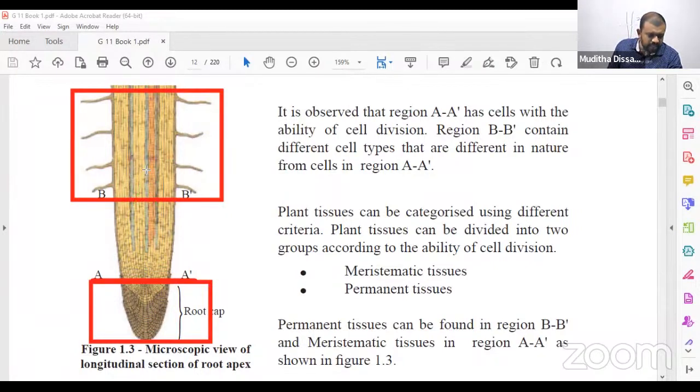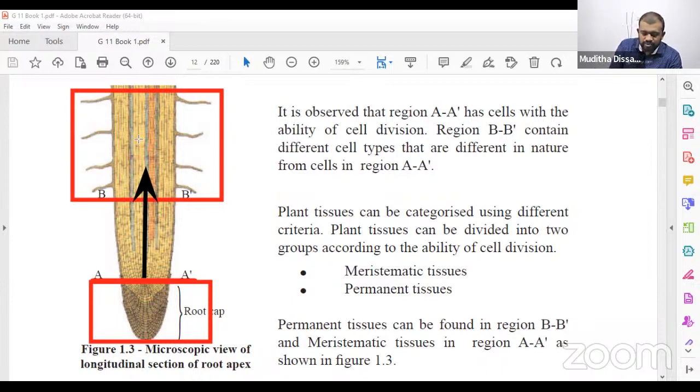They have taken different pathways here. Region BB dash contains different cell types that are different in nature from the cells in AA dash. The cells in the BB dash region perform some other specific function other than getting divided.